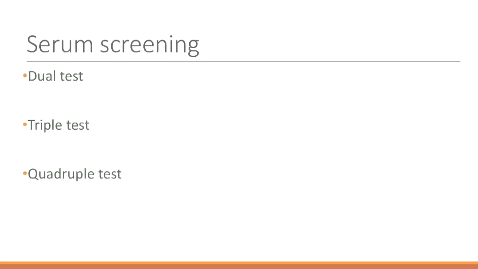Now, in serum screening, we have principally 3 common tests that are usually used: the dual test, the triple test, and the quadruple test. The dual test being a combination of beta HCG and PAPP-A, the triple test being a combination of beta HCG, AFP, and estriol, and the quadruple test having the added product inhibin A. We do not use the triple test anymore because it has a less detection rate, and therefore now we stick to the dual test and the quadruple test.